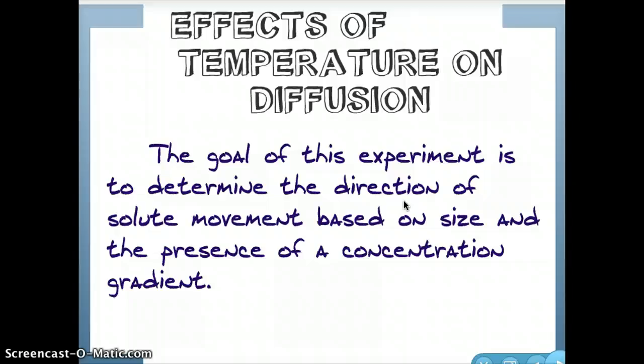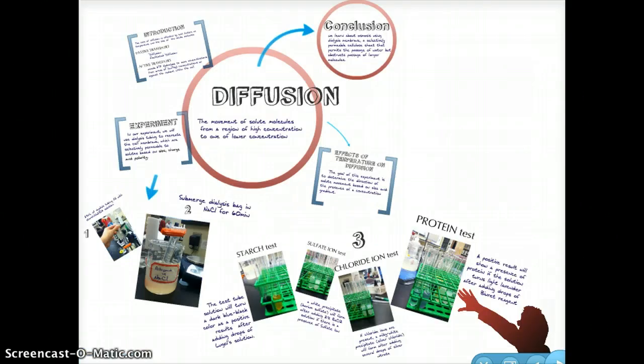The goal of this experiment is to determine the direction of solute movement based on the size and presence of the concentration gradient. In conclusion, what we learned today about diffusion: the dialysis tubing is a selectively permeable material that provides a means to demonstrate the movement of substances through cellular membranes. Today we demonstrated that the direction of solute movement is based on size and the presence of a concentration gradient.